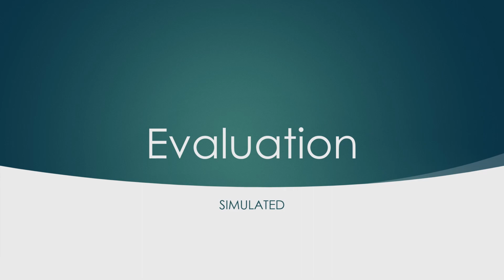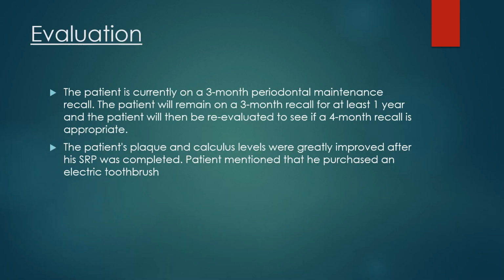The next step is the evaluation. For the patient evaluation, the patient currently is on a 3-month periodontal maintenance recall. The patient will remain on a 3-month recall for at least 1 year, and the patient will then be re-evaluated to see if a 4-month recall is appropriate. The patient's plaque and calculus levels were greatly improved after his SRP was completed, and the patient mentioned that he did purchase an electric toothbrush.